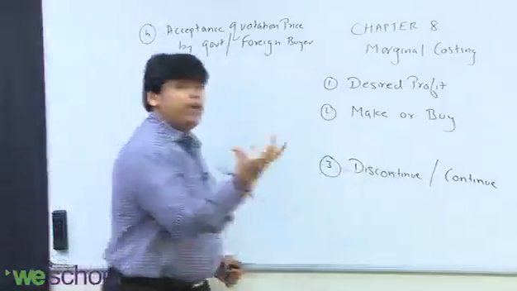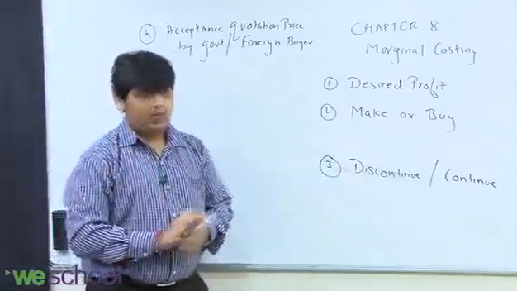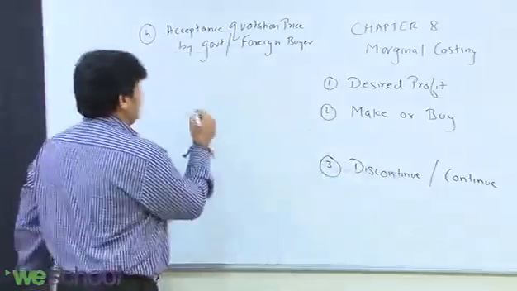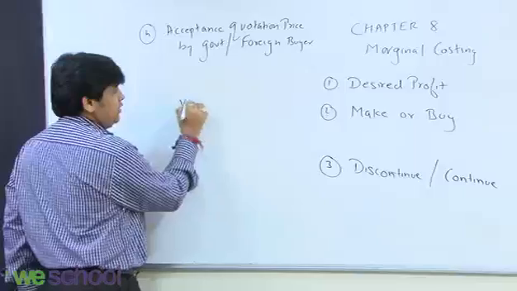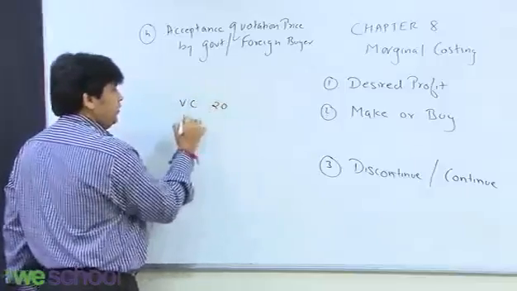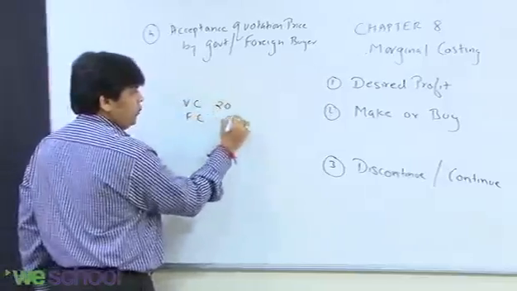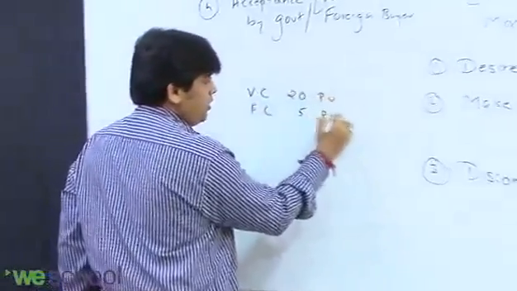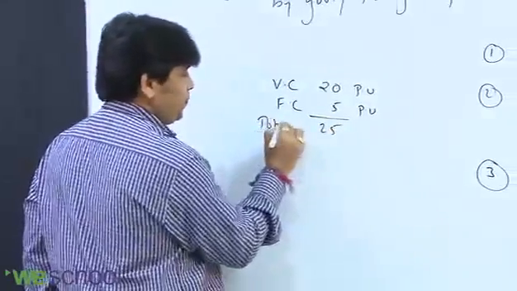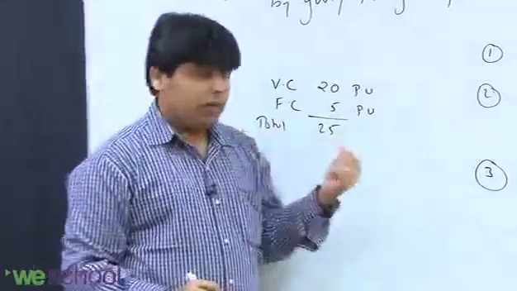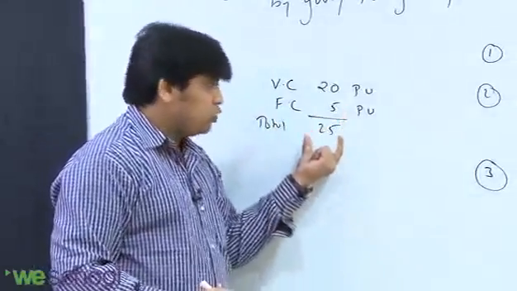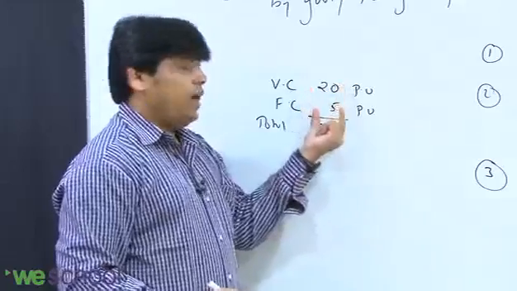Whether to make or buy. This decision also can be taken with an example like this. The variable cost is 20. The fixed cost is 5 rupees per unit. The total cost is how much? 25. Total cost is 25, variable cost is 20 and fixed cost is 5.